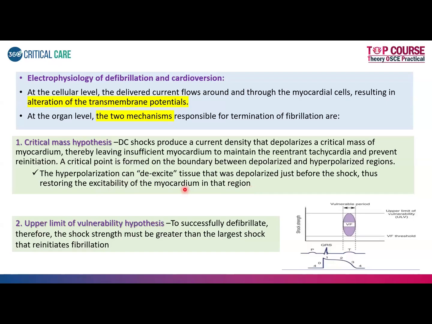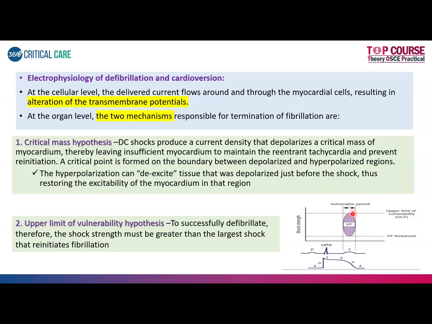Okay, and the next one is the upper limit of vulnerability hypothesis. So basically, what happens is when you have any kind of VF or VT, this happens between a threshold of the shock strength. We have a lowest threshold and it can extend up to a highest threshold of the shock strength. So, to successfully defibrillate the patient, the shock strength should be above the upper limit of the VF strength.